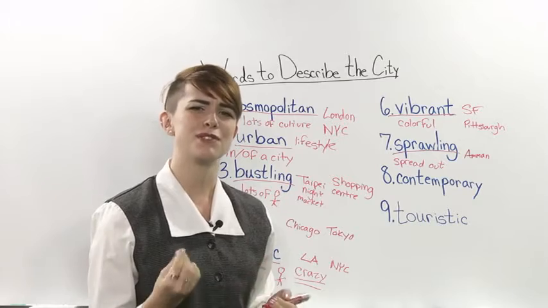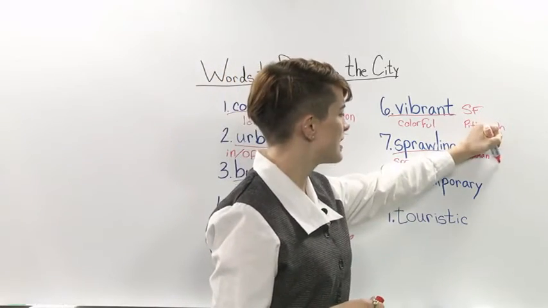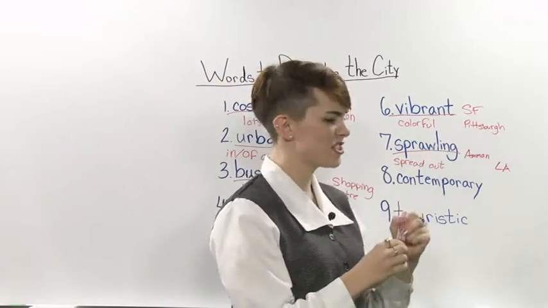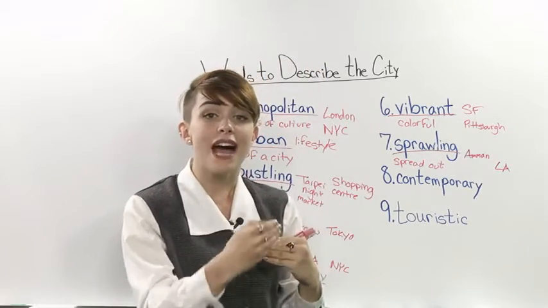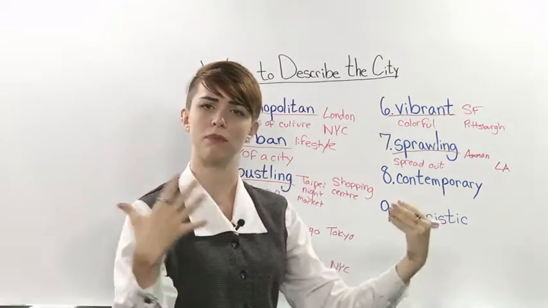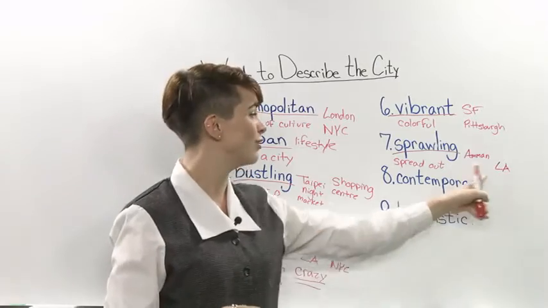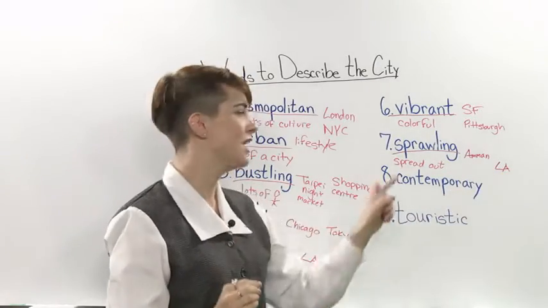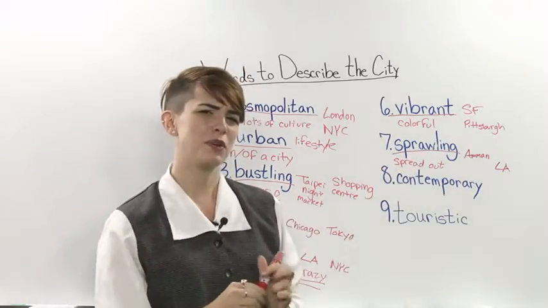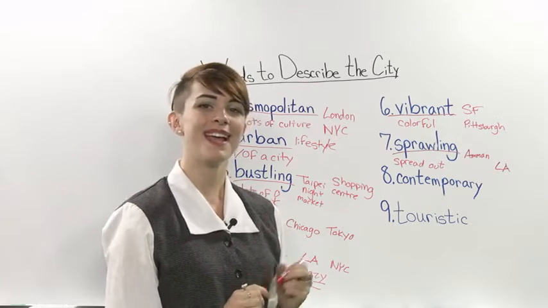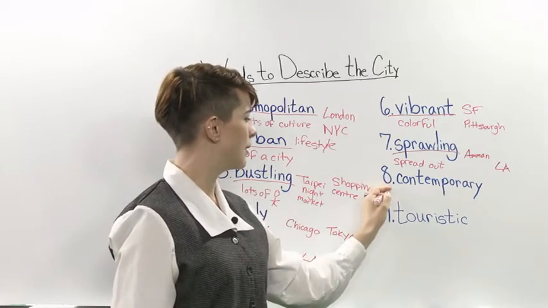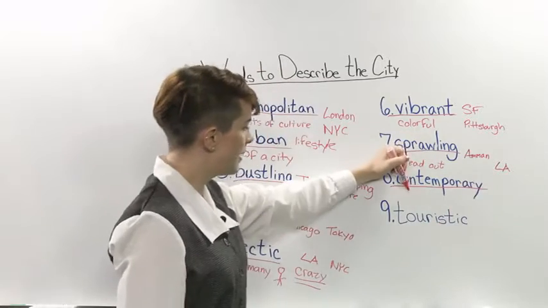Another example of a sprawling city might be Los Angeles. It didn't start out too big, but over time they kept growing and growing. More people moved there. So now Los Angeles is very sprawling. Do you think you would call your city sprawling? Next on our list, we have the word contemporary.